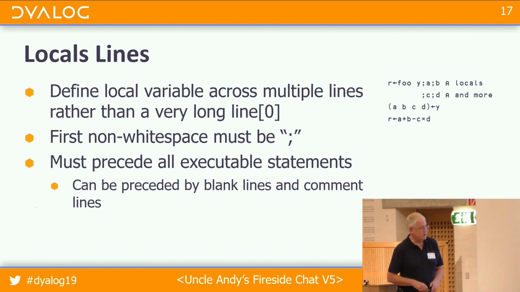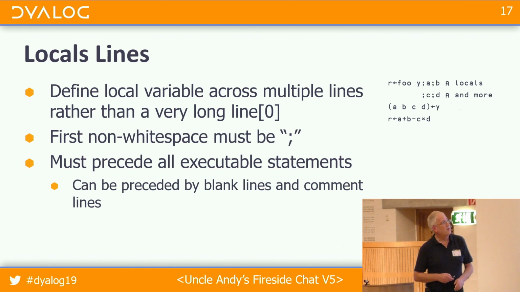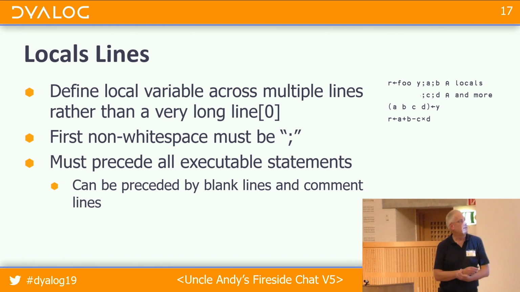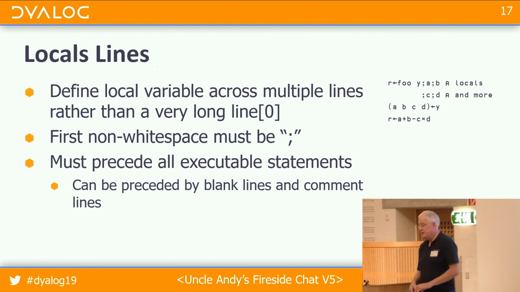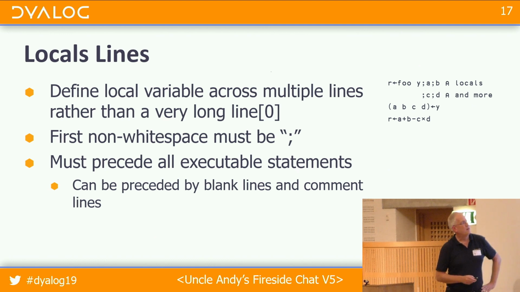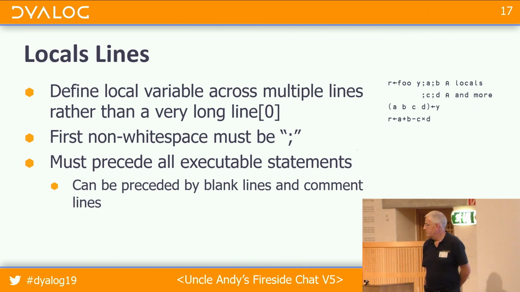Locals lines was requested by one of our users. When you write a traditional function, the chances are the longer the function, the longer line 0. It disappears somewhere off into infinity in that direction. And what we have done on request is to allow you to split line 0 into multiple lines where you define local variables, or local names, on separate lines. And the rules are that the first non-white space character, i.e. non-space character, must be a semicolon, and the only thing that can appear between line 0 and comment and locals lines are more locals lines, blank lines, or comment lines.